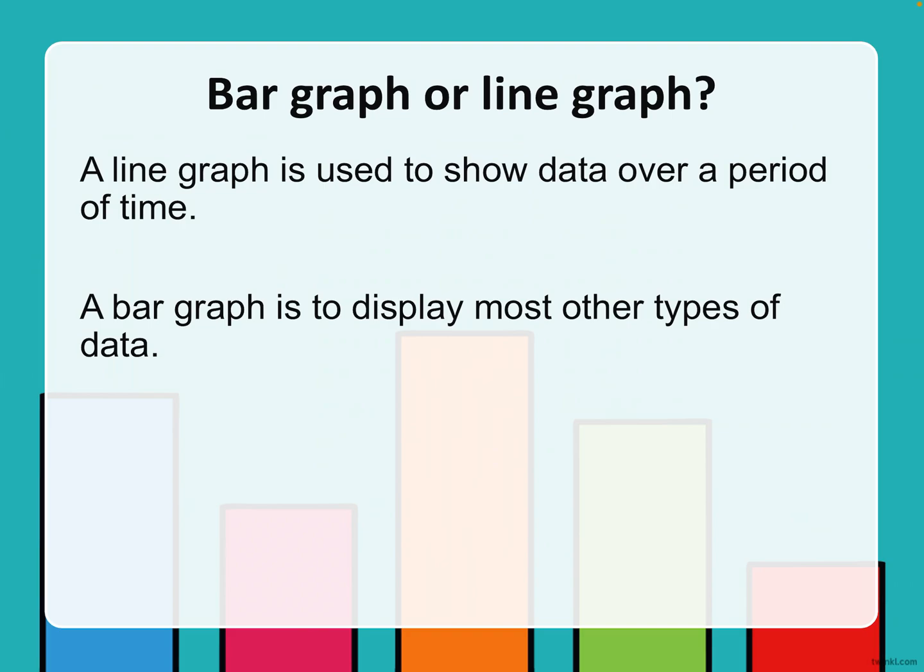So what is the difference between a bar graph and a line graph? Well, a line graph is purely used to show data over a period of time, and a bar graph is used to display most other types of data.